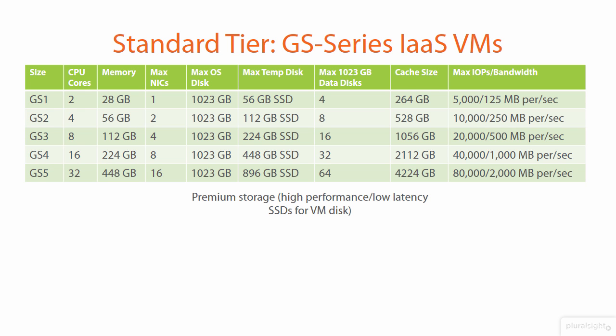Now, if you want to go your absolute Rolls-Royce option, your Rolls-Royce option is your GS series IaaS VMs, because these guys have got your operating system disks sitting on a high-performance, low-latency SSD. They have a massive cache size. If you look at a GS5, that has a cache size of 4.2 gigabytes. It goes up to 448 gig of RAM. It's got 16 NICs. It's got 32 cores.